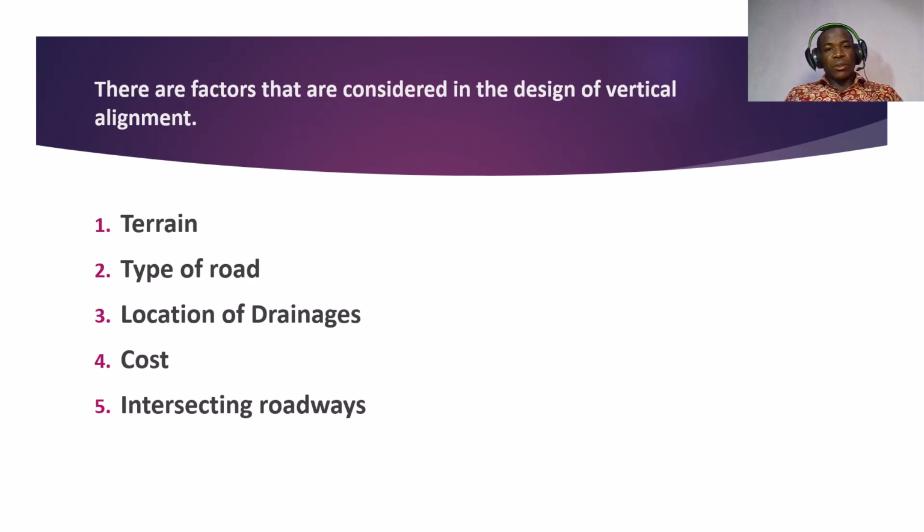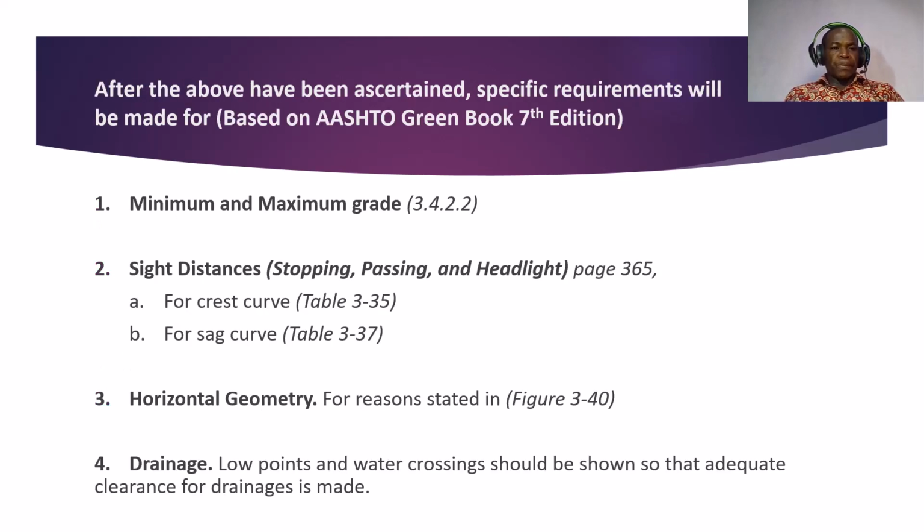Then the type of road. Depending on the type of road, there are design speeds that are required for such routes, so you must work your profile in that way. Then location of drainages: there are low points on your profile, and also streams crossing the road. You have to provide for those spots by allowing enough height for the box culverts to be situated there. Then we have cost, and we have intersecting roadways. You want to marry those roadways.